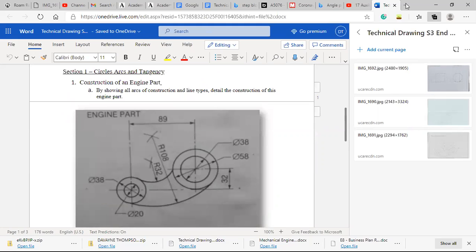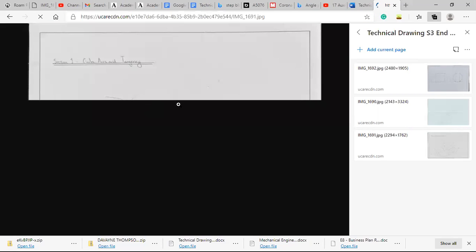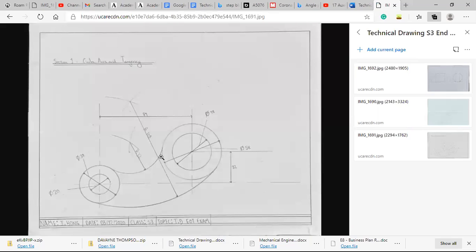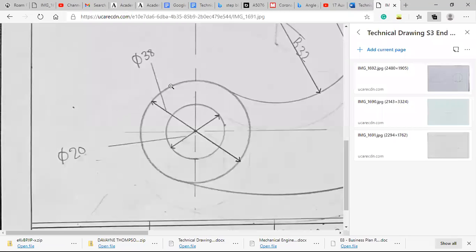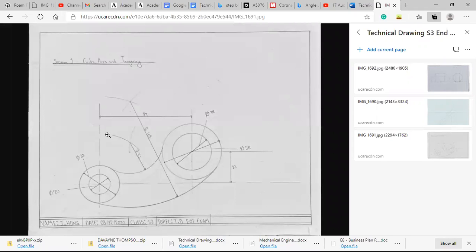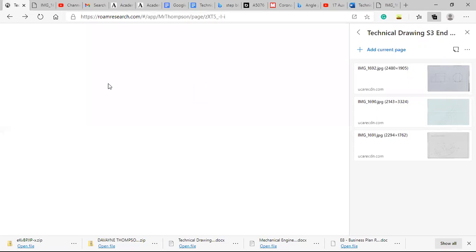Excellent. So let me go to a new page and let's show what Isaac did. Okay, so Isaac, I'm gonna call on you now. All right, we know how you got these two circles, right? It's a diameter of 38 and a diameter of 20, all right? But explain how you got these two small arcs right here, radius of 32. I think I did some subtraction or something. I don't quite remember. Try to refresh myself.